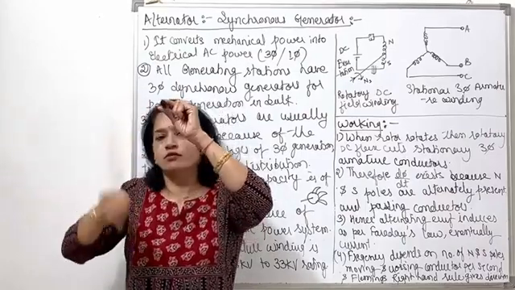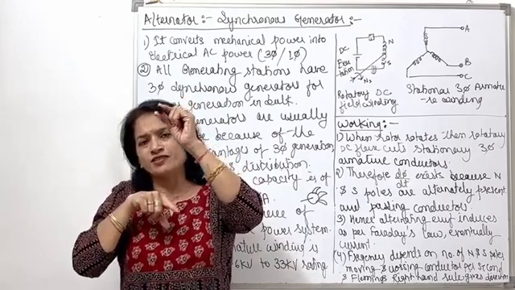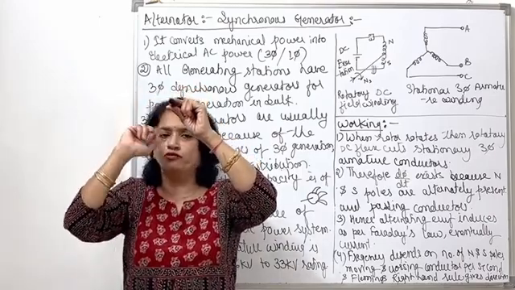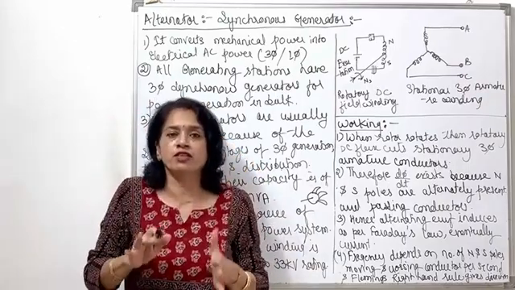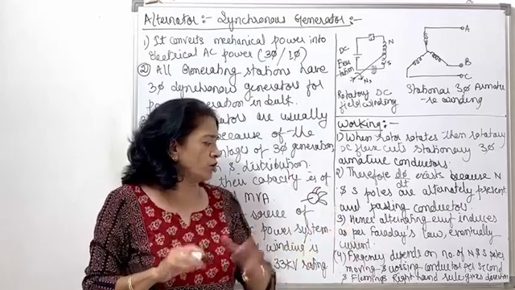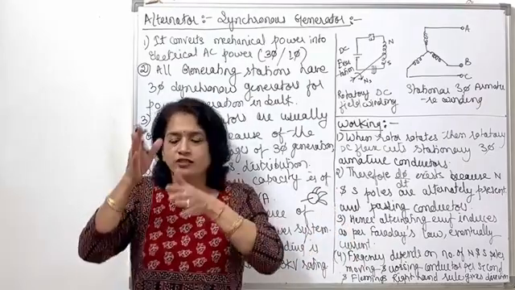If we have three pairs of poles, meaning 6 poles, it would have 3 cycles of alternation. So that way the frequency of variation of EMF, or the alternation of the current's direction, depends on the number of poles existing over the rotor.